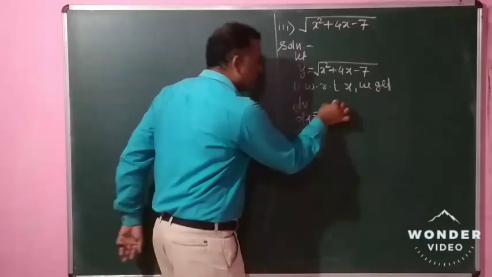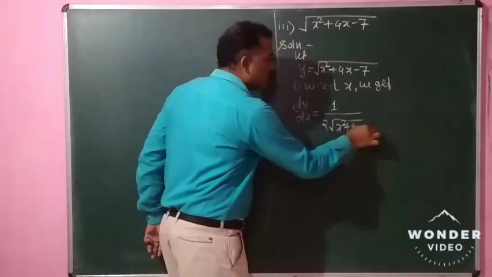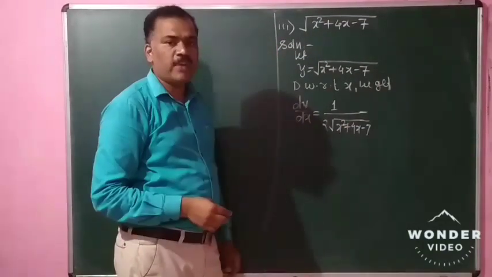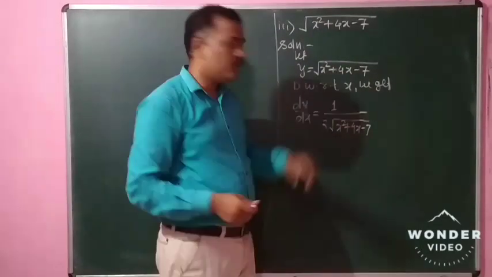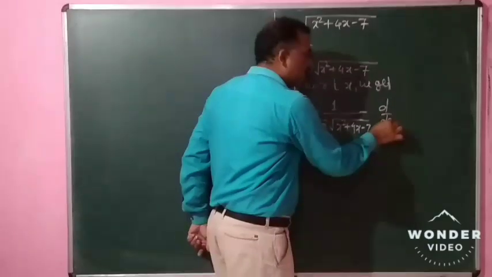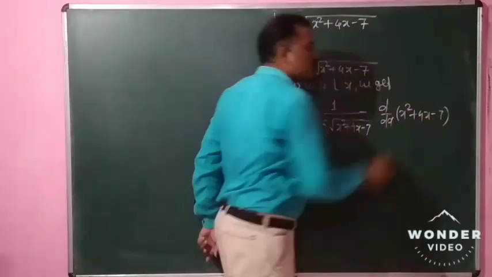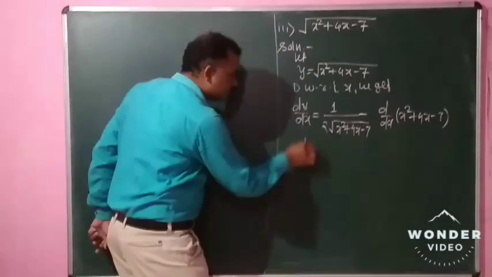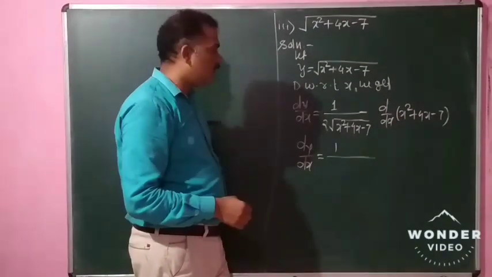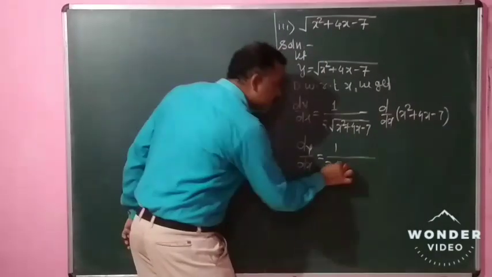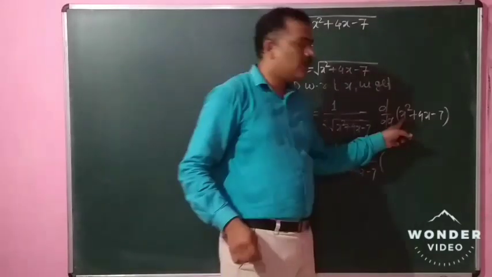So here we have to take 1 upon 2 times square root of x square plus 4x minus 7. Now we have to take the derivative of this x square plus 4x minus 7 with respect to x, into d dx of x square plus 4x minus 7. That is dy by dx is equal to 1 upon 2 times square root of x square plus 4x minus 7.